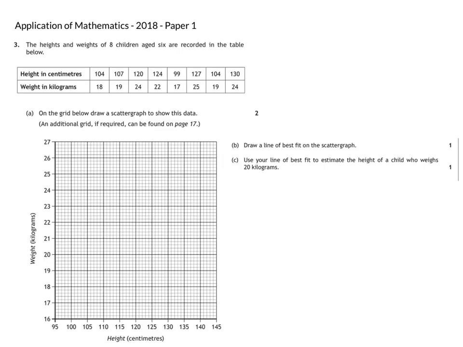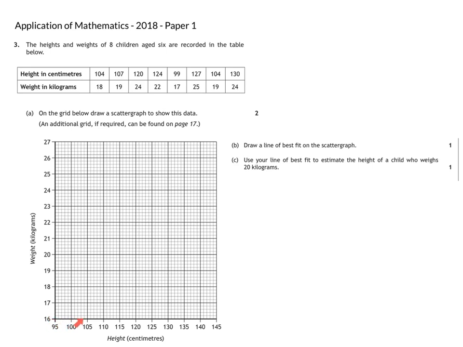So for question 3, we have the height and weight of 8 children aged 6 recorded in a table below. And we have to, on the grid below, draw the scatter graph to show the data. So our first one, we've got 104 and 18. So we need to look at our scales. So we're going up in 5s, so each one is 1. And then that's easy enough.